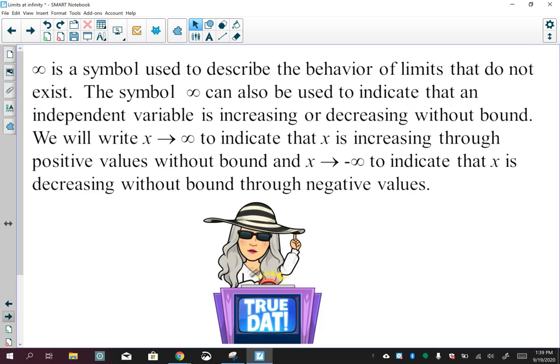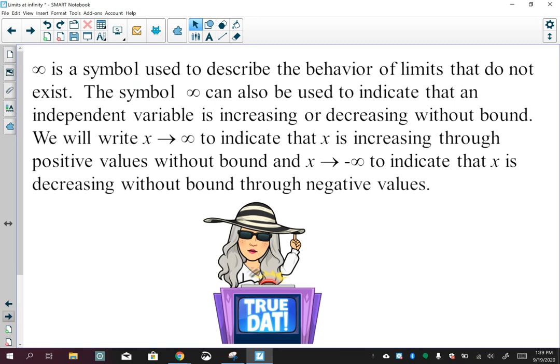So the infinity symbol is a symbol to describe the behavior of limits that do not exist. Okay, so if I have as x approaches c, and we wind up with our graph going towards that vertical asymptote, then we have a limit that does not exist. But what it also can do is, instead of having as x approaches c, we can actually have x approaching infinity. And so what that means is, okay, so now we're not looking at a specific point.